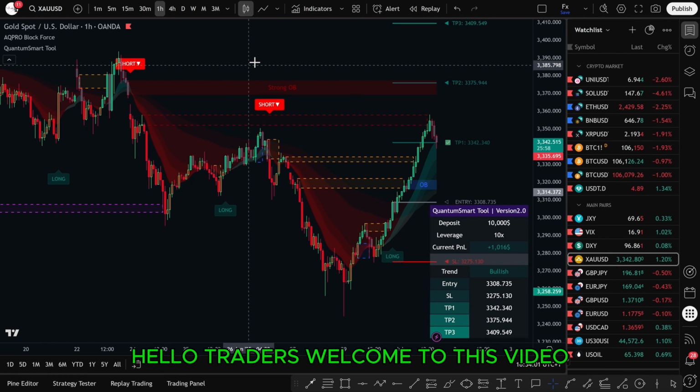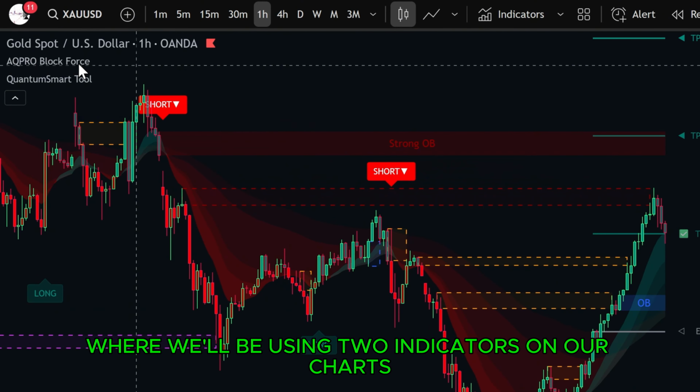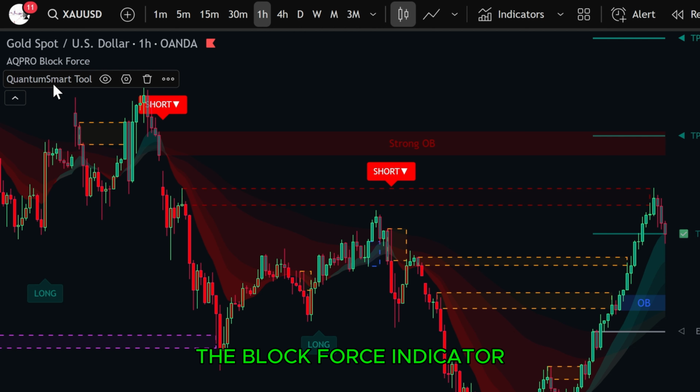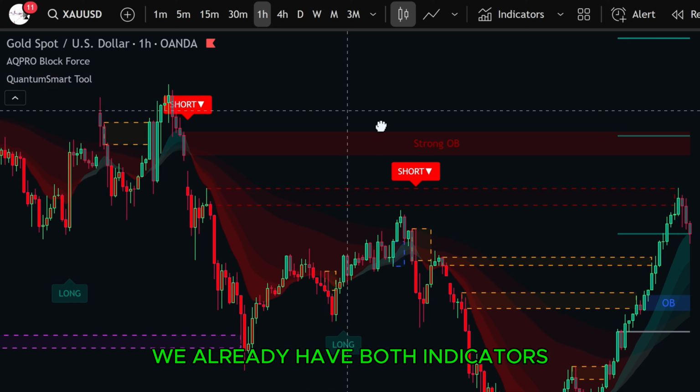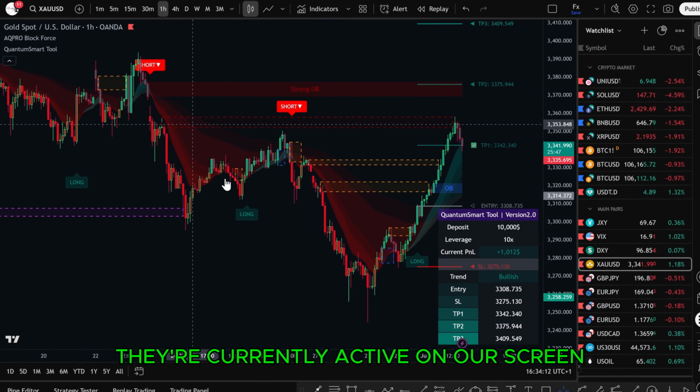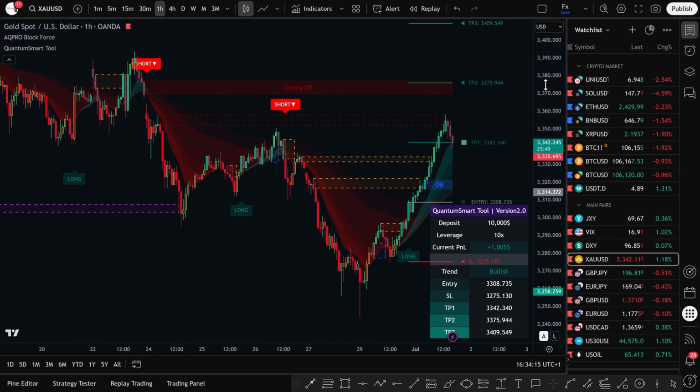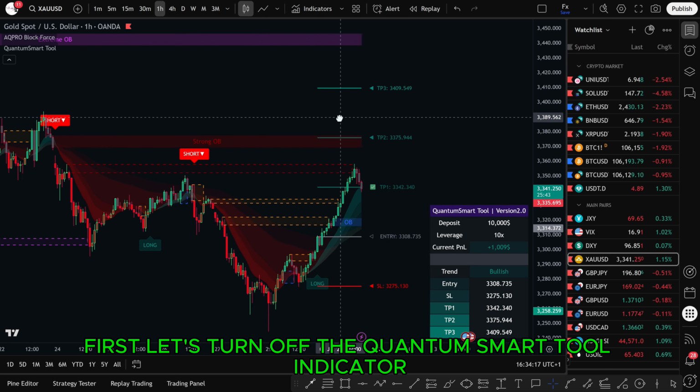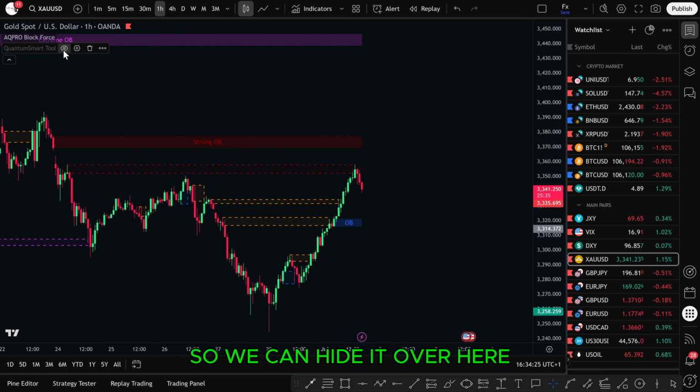Hello traders, welcome to this video where we'll be using two indicators on our charts, the block force indicator and the quantum smart tool indicator. We already have both indicators applied to the chart right now, and as you can see, they're currently active on our screen. First, let's turn off the quantum smart tool indicator so we can hide it over here.